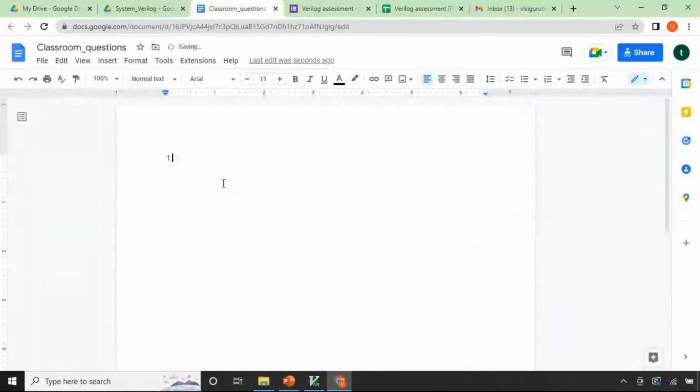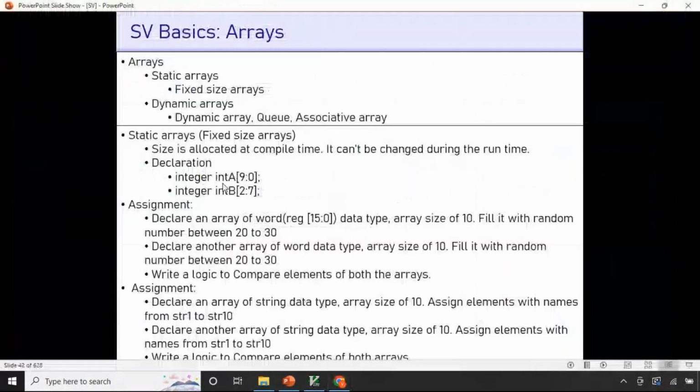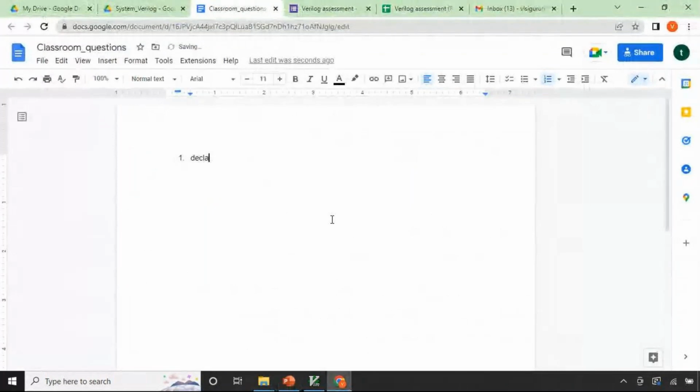What you are going to do here? The question is a rough question, right? Declare an array of word. Keep the answer, that's all. By just seeing your answer, I can assess what you have done. Don't waste your time writing the full question. Just write the answer, that is sufficient. I want to see how many people participate.